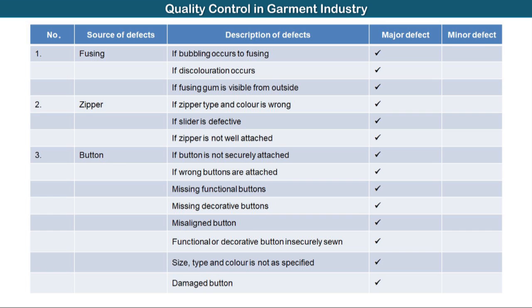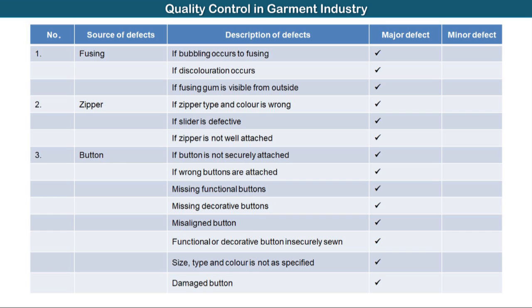Now the source of the defect has changed to zipper. If the zipper type and color is wrong, like in place of an invisible zipper we have used an exposed zipper, or we wanted DTM, that is dye to match color, and we have used some other color, or the Pantone number is wrong, this comes under the major defect. If the slider of the zipper is defective, that also comes under the major defect.